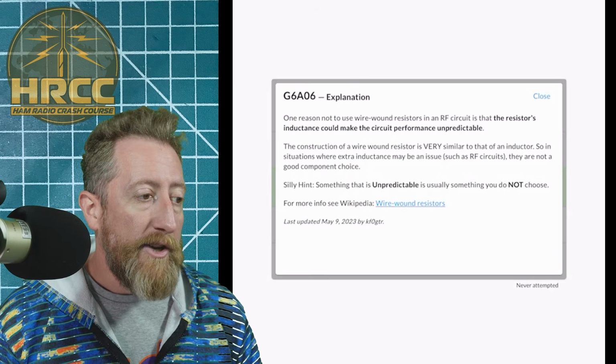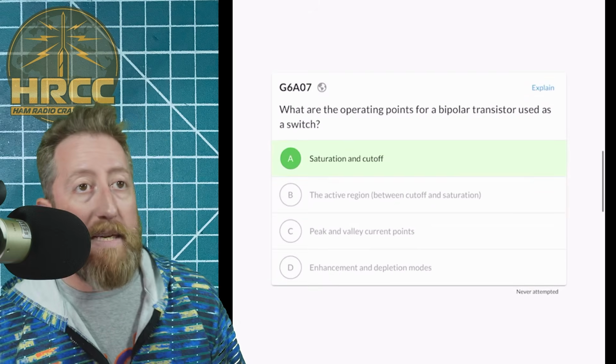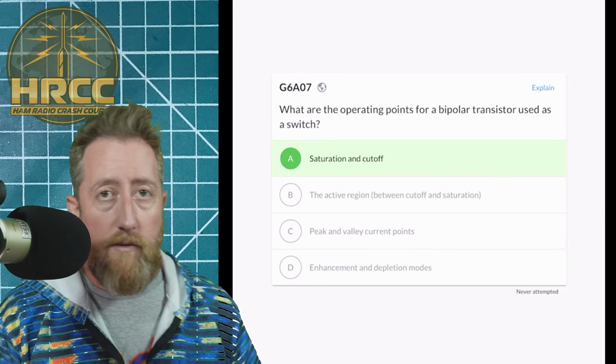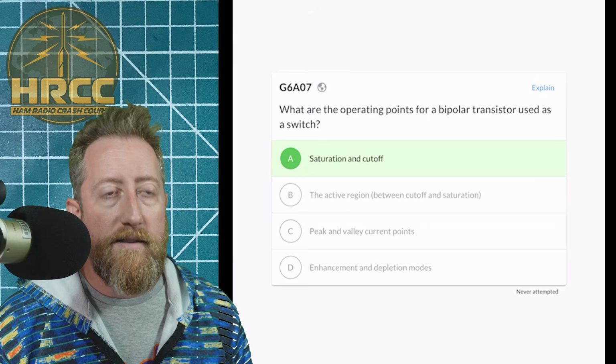Unpredictable, meaning you're putting RF bits in something that should not be RF bits, or could affect. It'll create a field that could impact your RF areas of the radio.